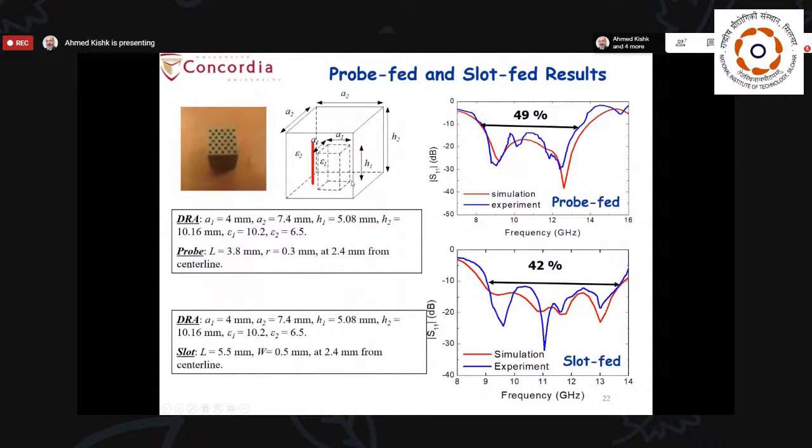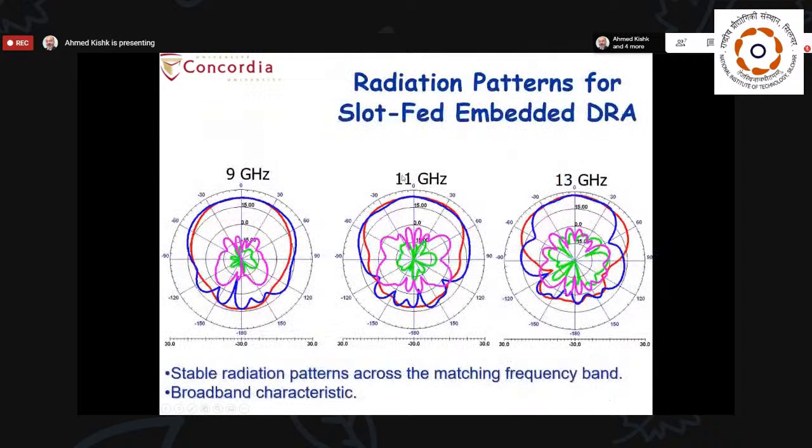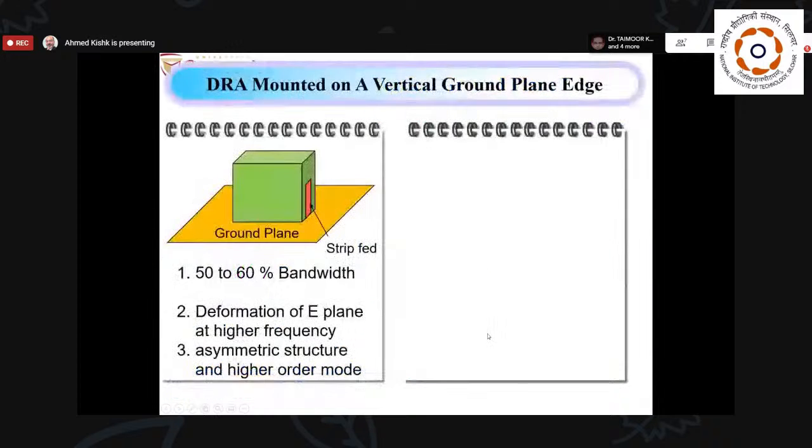Also, you can have it in this form, with a high dielectric constant over here, excited with a probe or with a slot in the middle. Both are giving us wide bandwidth, 40 to 50% bandwidth, with very nice radiation characteristics. The slot feed gave us the smallest possible cross polarization from this antenna.